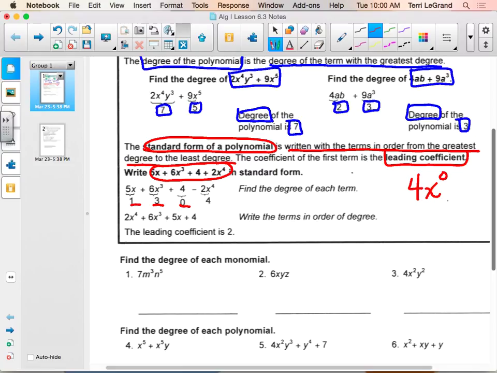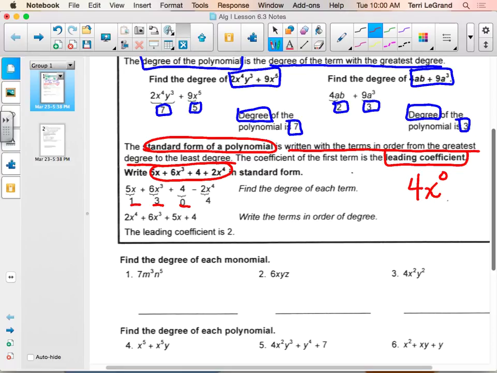Is 4x to the 0 power the same as 4? Maybe. No, it's 1. Oh wait, yeah. Maybe, as long as x is not 0. If x is not 0, what is x to the 0 power? 1. What's 1 times 4? 4. So in reality, there's this invisible x to the 0 power there.